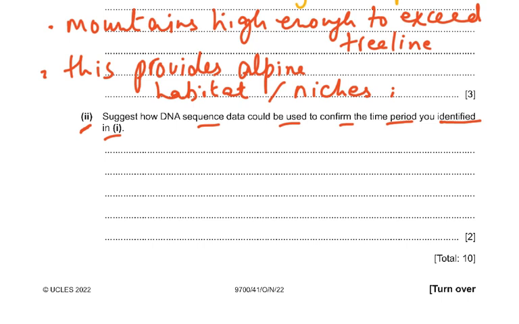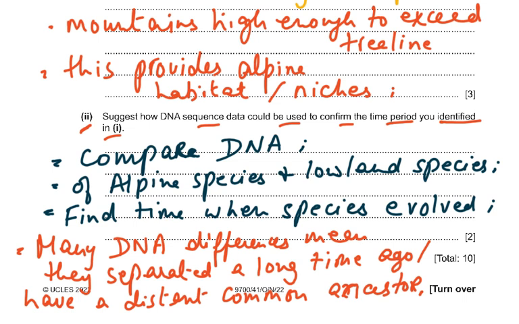Many DNA or nucleotide differences or mutations means that they separated a long time ago and have a distant common ancestor. That's a very typical sentence that we use. If the differences are large, then it means they separated a long time ago and have a distant common ancestor. So all you have to do is compare the DNA of the alpine species and the lowland species. So whose DNA are we going to compare? So you would have got the 2 marks for that.